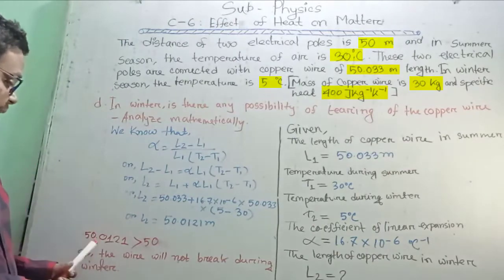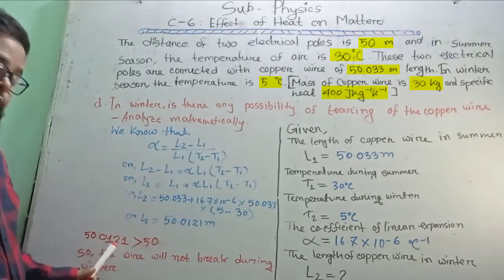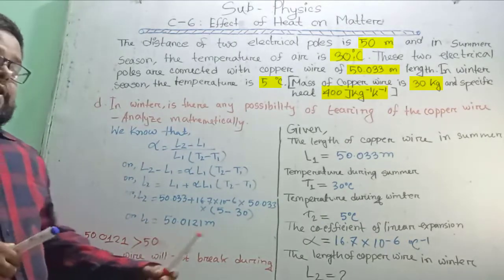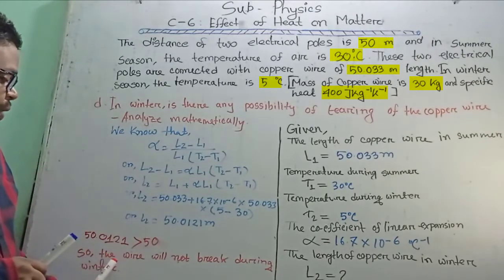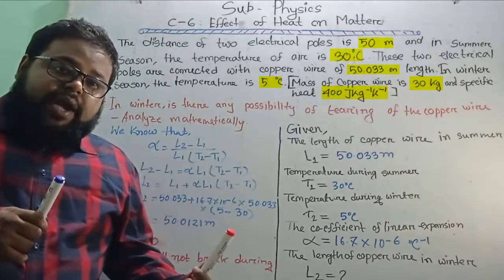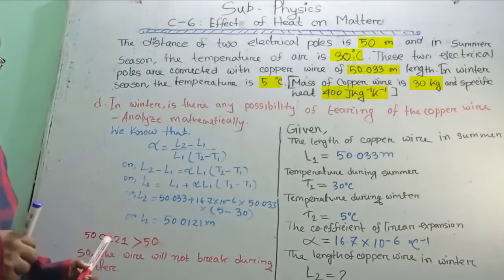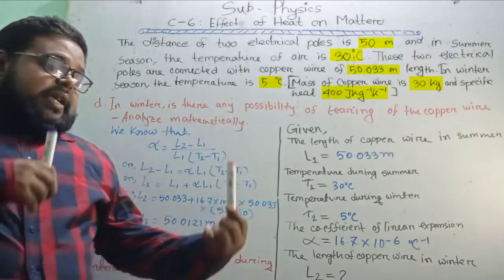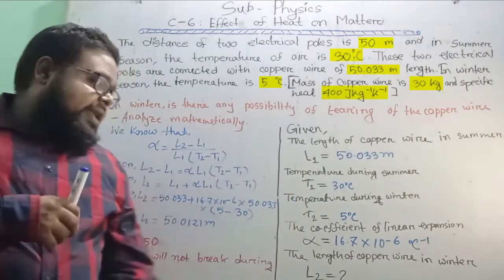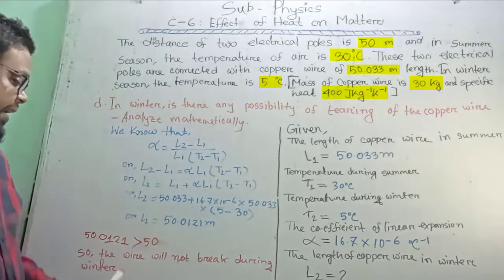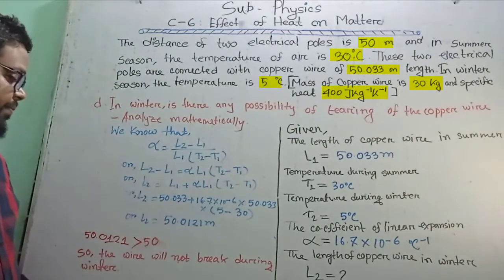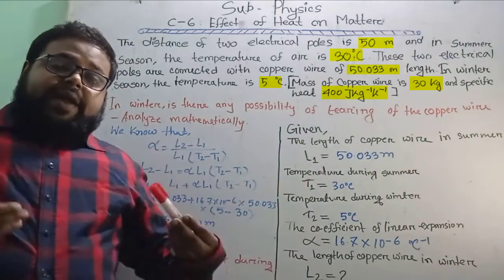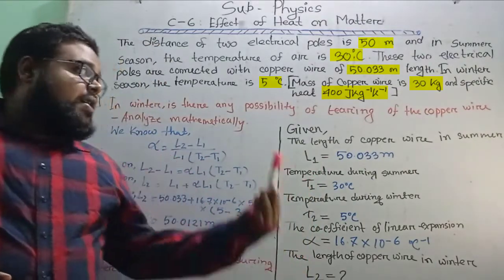So, dear student, here you can see that the length of copper wire in winter is 50.0121, which is greater than the distance between two poles. That means in winter the wire will not break, because the length is greater than the distance between two poles. If the length of the wire is less than the distance between two poles, then it will break. But here the wire will not break. Dear student, I hope you understand how we can know mathematically whether the copper wire will break or not in winter season.